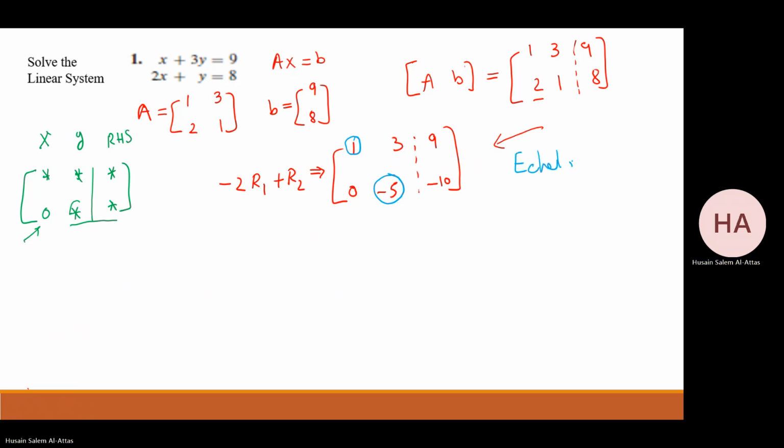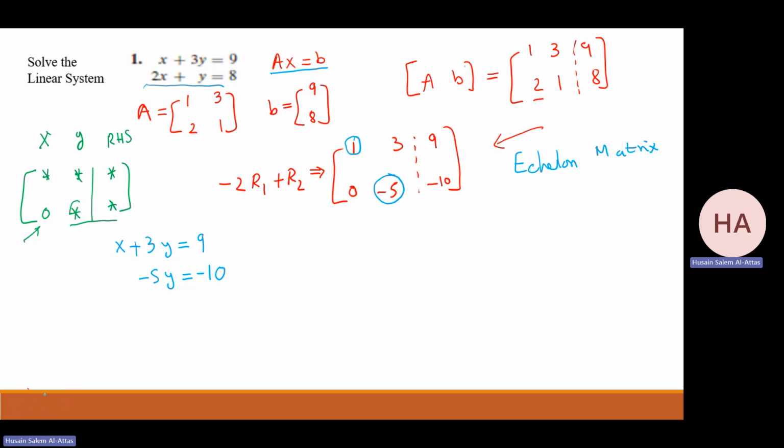Echelon matrix. I call it an echelon matrix. Okay. That's it. Now I can do back substitution, where I will return to the equations. Now look at this equation. I write it in matrix form. Now we return it back to the equations. So I have x plus 3y equals 9, minus 5y equals minus 10.